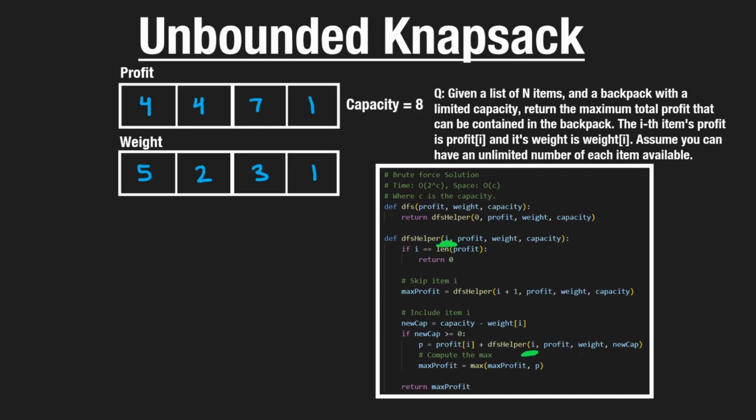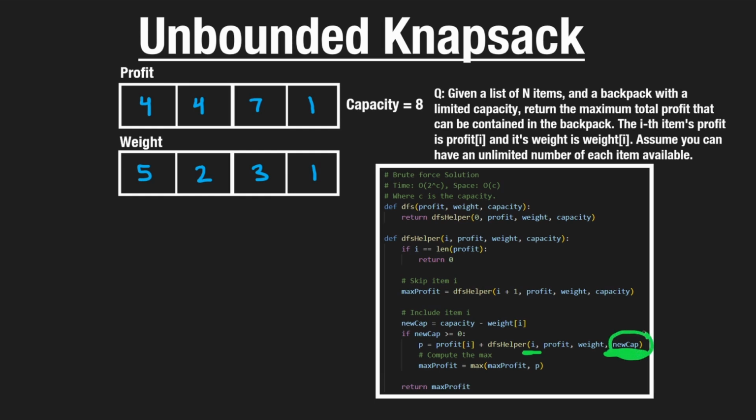This is the difference. Originally, for 0-1 knapsack, we passed in I plus 1 over here because we knew that if we included the first item, we can't include it again, so we should pass in I plus 1 as the parameter. But this is where things are different with Unbounded Knapsack. We can keep including this item if we want to, as long as we have enough capacity. So we're passing in I here, but you do have to make sure to pass in the new capacity.